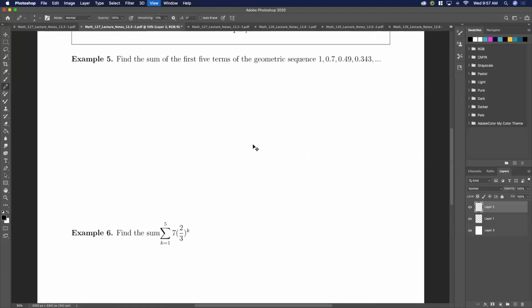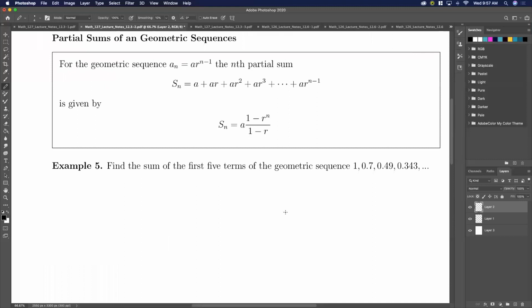All right, so let's do partial sums. For a geometric sequence, we have this general form, right? And the nth partial sum, so we define the nth partial sum, S_n, is a plus ar squared, and so on, but we're just adding them up, right? So this formula is actually what it is at the end of the day. And so we're just going to use this form.